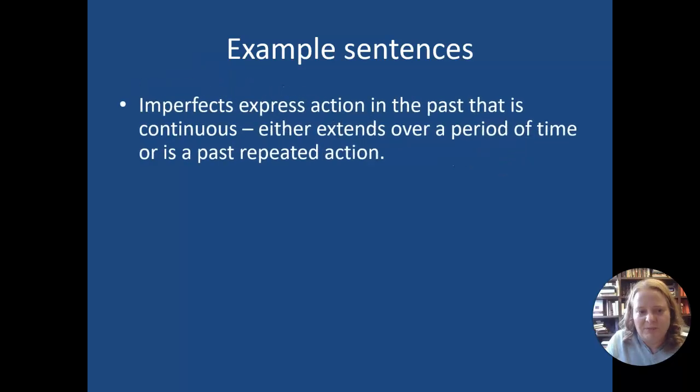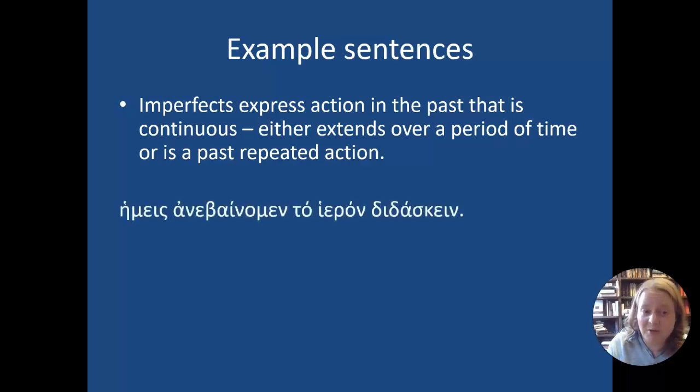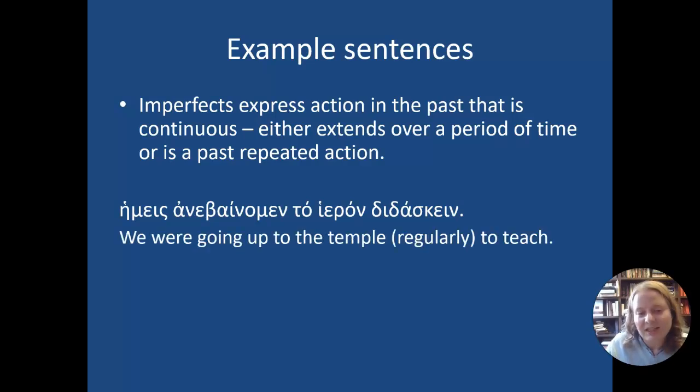Let me give you a few example sentences. One is this, that you have imperfects that express action in the past that happens over a period of time. So, "hey Mace, aan bijnamen ta hieron didasken." We were going up to the temple to teach. Here's how we know we were going up.